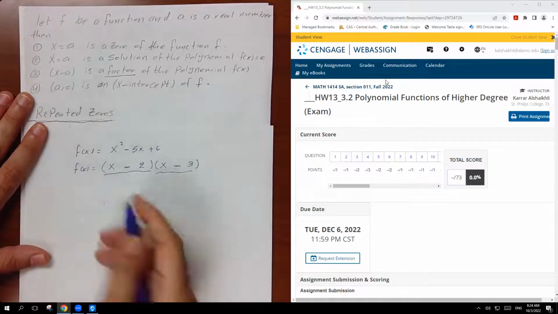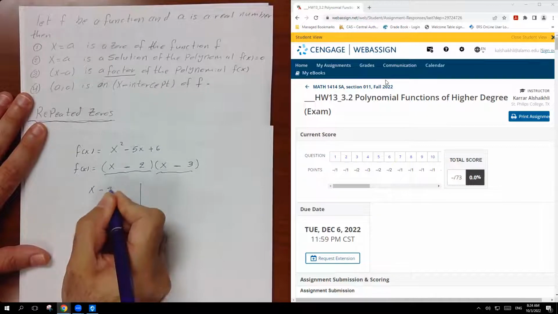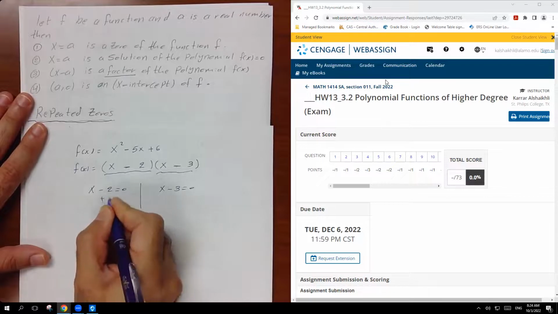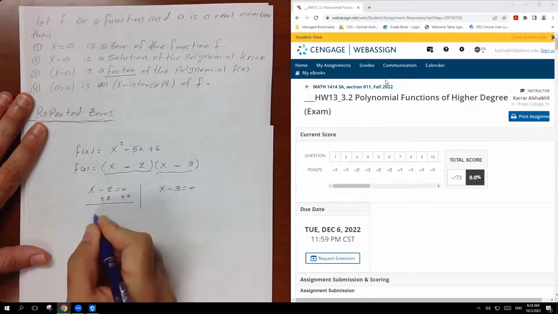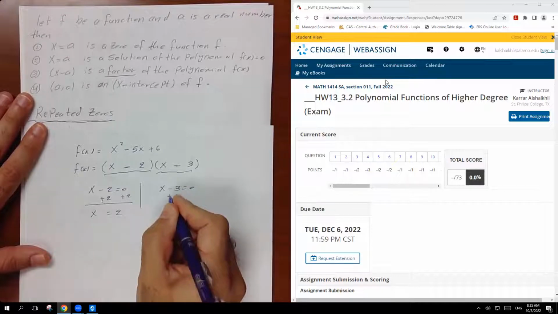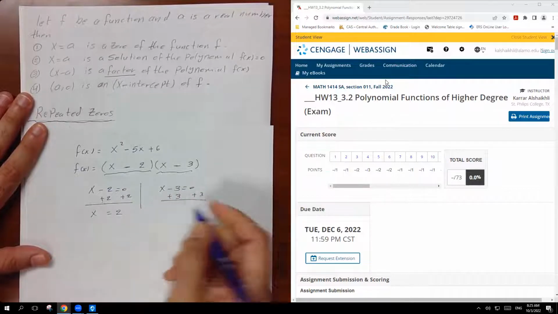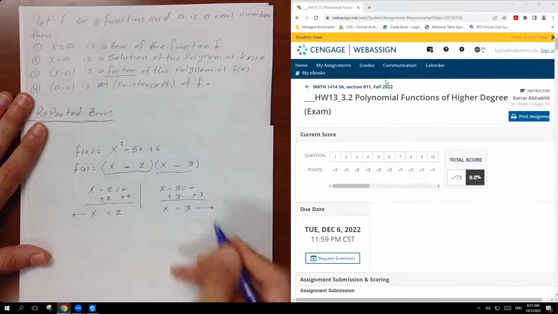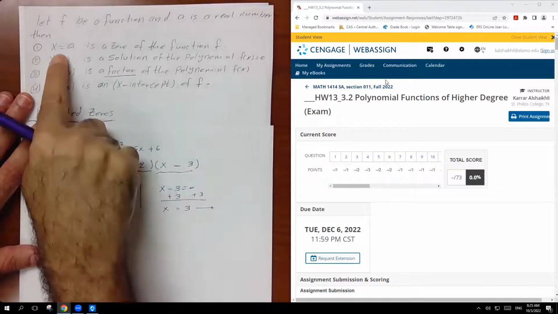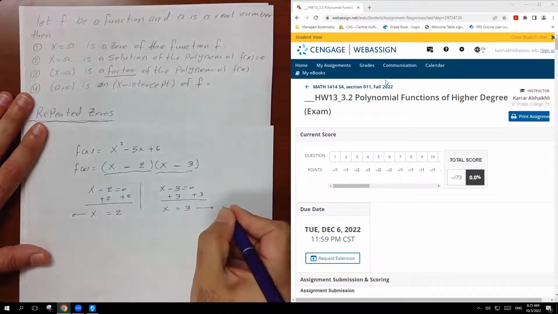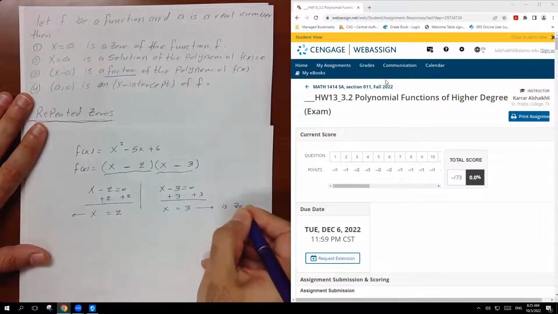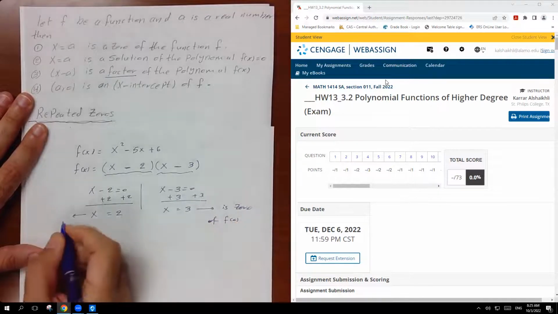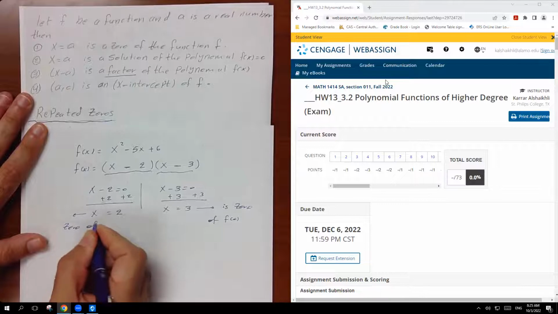And when you solve this one, you're going to say x minus 2 equals 0, x minus 3 equals 0. You're going to add 2, so x is going to be equal to 2. You're going to add a 3 on this side, so x is going to be equal to 3. Now, this one is called a solution, or it's called a 0. You can say x equal 3 is a 0 of f of x. The same thing, this is called a 0 of f of x.